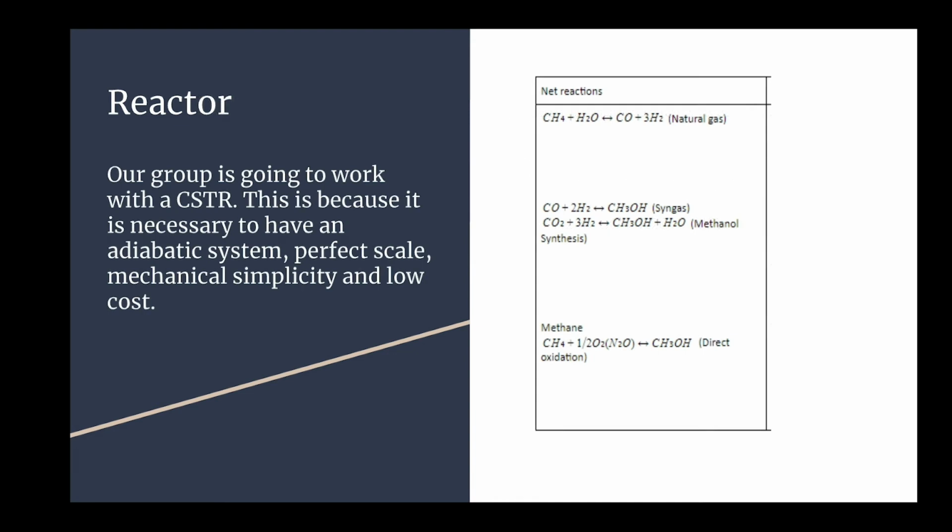Talking about the reactor, our assumptions are an adiabatic system, perfect scale, mechanical simplicity, and low cost. These things we can achieve with a CSTR. In the next stages, we have natural gas, syngas, methanol synthesis, and direct oxidation. In the natural gas stage, the synthesis gas is prepared and compressed, which typically accounts for 60% of the investment, and almost all energy is consumed in these process sections.